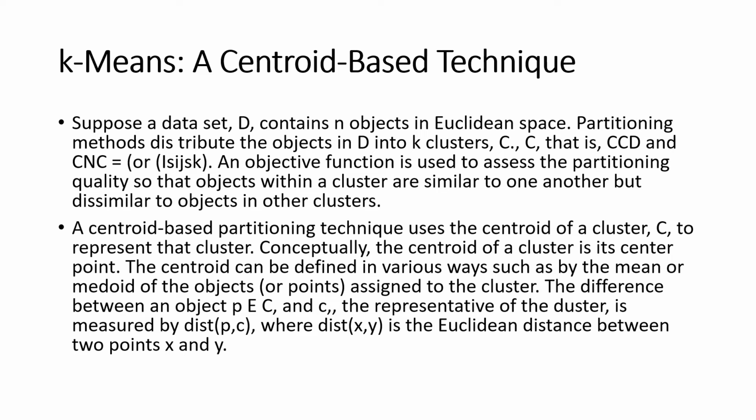Now k-means, a centroid-based technique. Suppose a dataset D contains n objects in Euclidean space. Partitioning methods distribute the objects in D into k clusters, C1, ..., Ck. An objective function is used to assess the partitioning quality so that objects within a cluster are similar to one another but dissimilar to objects in other clusters. A centroid-based partitioning technique uses the centroid of a cluster Ci to represent that cluster. Conceptually, the centroid of a cluster is its center point. The centroid can be defined in various ways, such as by the mean or medoid of the objects.